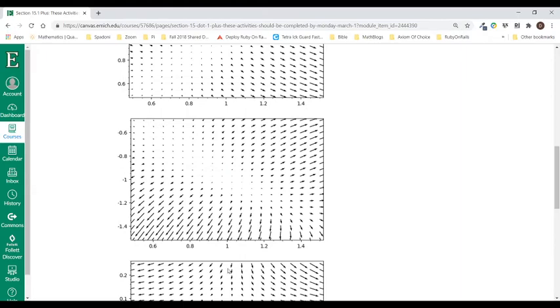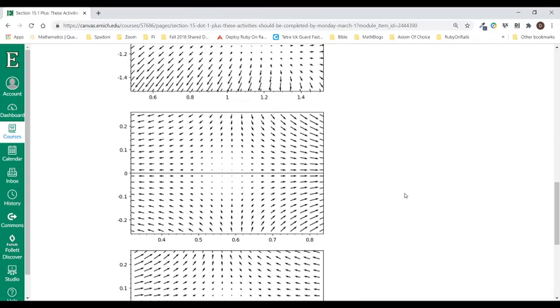This looks like it's 1, minus 1. And again, I can see vectors pointing away. In particular, I can find some vectors that point away and actually stay on that same line, and I can see other vectors that point away and stay on that same line. That's going to be very important. Let's look at this one.